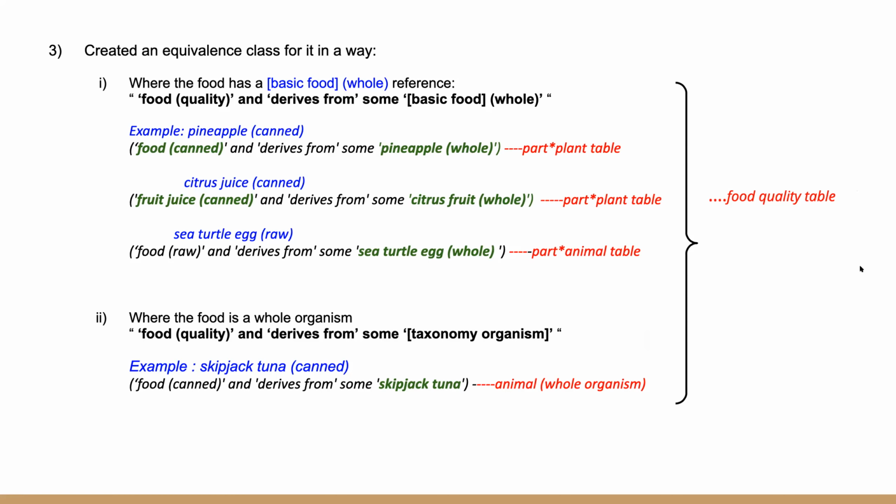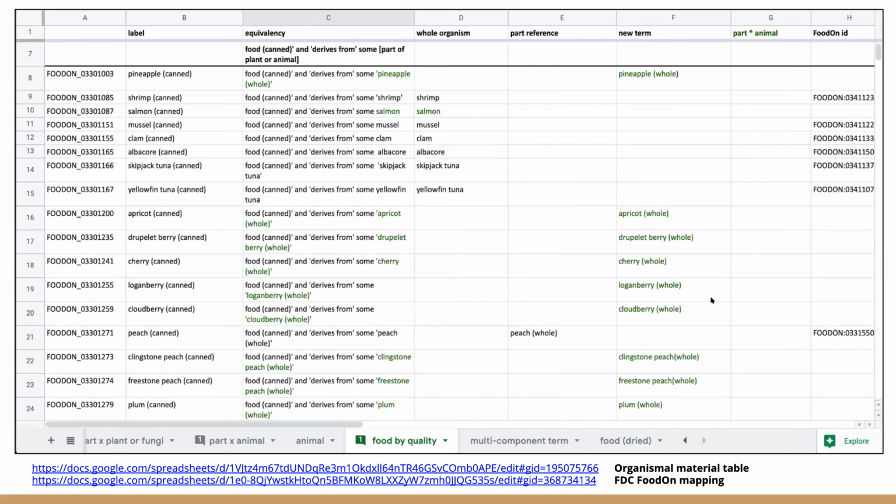After completing these, this is how the table looks. This is the food by quality table, and this is the column for whole organism, which we are separating out. This is for part references for plants. These are the new terms which we are introducing in FoodOn, and then this is for part into animals, where we are adding these, and then these are all the existing FoodOn IDs. After completing these, we'll run ROBOT to generate an OWL file containing the necessary imports, and we can then merge this into FoodOn to also connect the given food quality to a particular product.